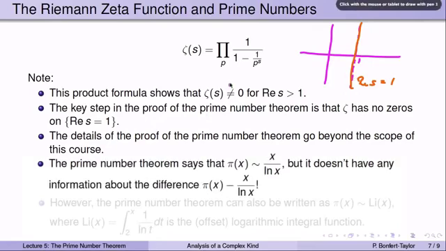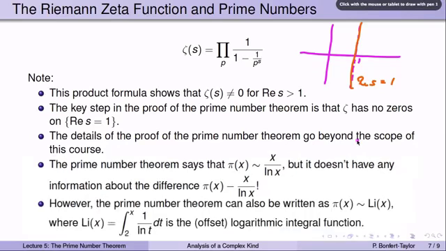The prime number theorem says that pi of x is asymptotically the same as x over ln x, meaning again that the quotient of these two quantities goes to 1 as x goes to infinity. But it doesn't say anything about the difference of the two sides, so pi of x minus x over ln x. The prime number theorem doesn't say anything about it. However, the prime number theorem can also be written as pi of x is asymptotically equal to Li of x, where Li of x is the offset logarithmic integral function, the integral from 2 to x of 1 over the natural log of t dt.